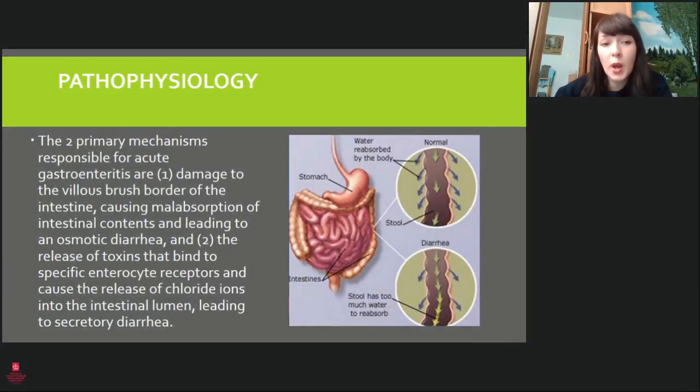Pathophysiology. There are two primary mechanisms responsible for acute gastroenteritis. The first is damage to the villous brush border of the intestine, causing malabsorption of intestinal contents and leading to osmotic diarrhea. And the second way is the release of toxins that bind to specific enterocyte receptors and cause the release of chloride ions into the intestinal lumen, leading to secretory diarrhea.